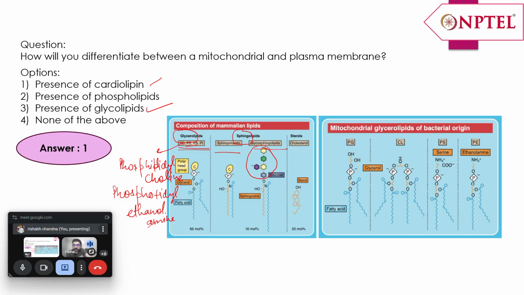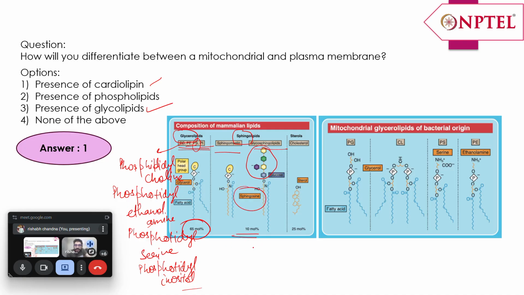Then we have phosphatidylserine. And the last one is phosphatidylinositol. Okay, so these glycerolipids, or the general phospholipids, are 65% in a cell membrane. Then we have sphingolipids. So these are sphingomyelin, and these are sphingolipids whose base is sphingosine in this case. Okay, these are 10%.